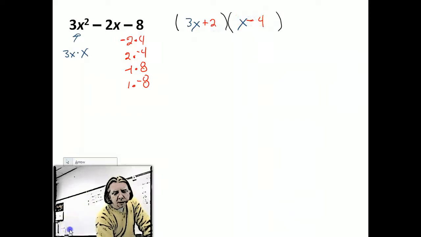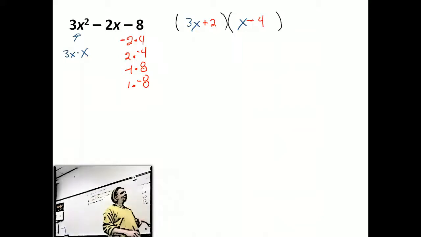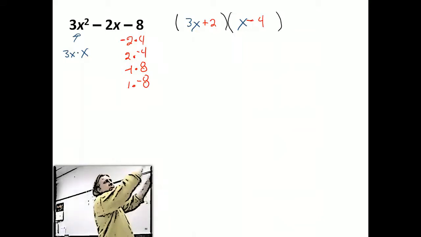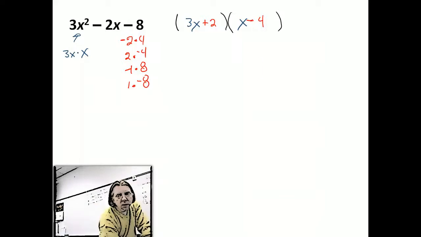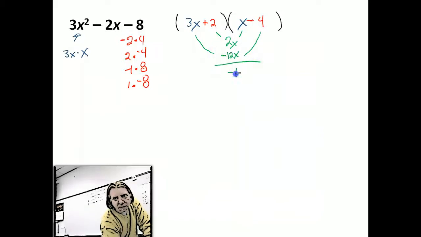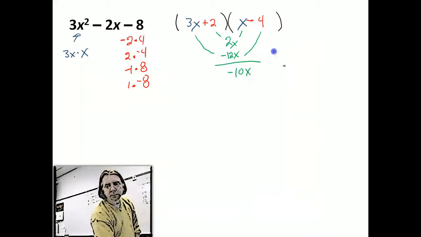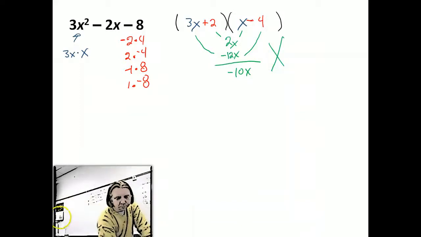And now let's go ahead and start the FOIL. Now remember, we know that the first and the last, the 3x and the x, will give me 3x squared. The 2 and the negative 4 will give me negative 8. I'm only going to look at what's here in the middle. So I multiply the 2 and the x to get 2x. In this, we get negative 4. I multiply the 4 and the 3, and that gives me negative 12x. Add those together, I get negative 10x. That didn't work. Try another one.